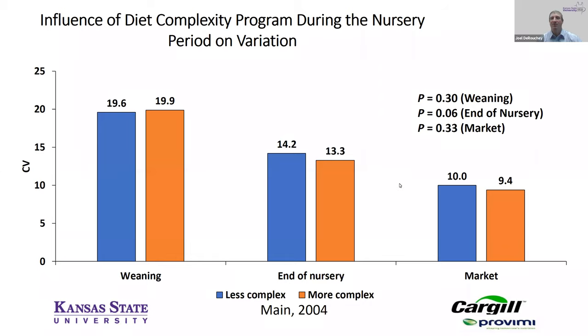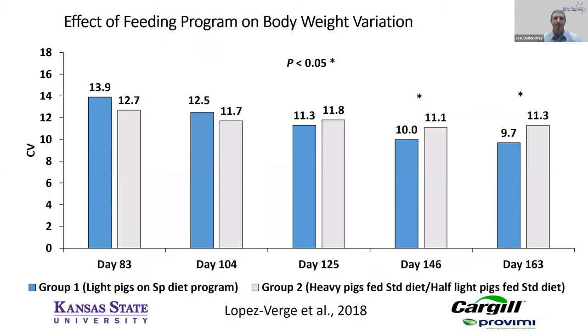Again, a lot of complicating factors may come into this in terms of individual production systems, in terms of age of weaning, health status, different things. But in this particular commercial study, we were not able to find that statistically at the time of market.